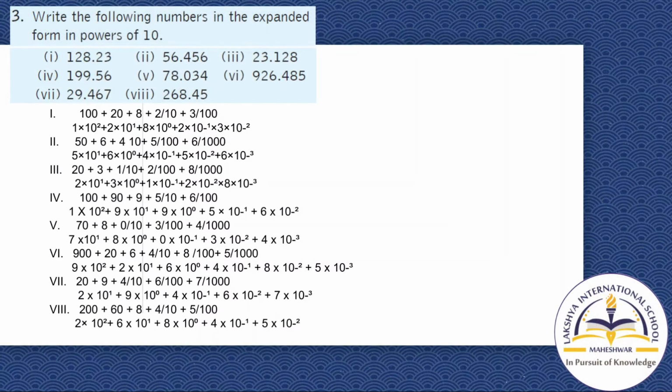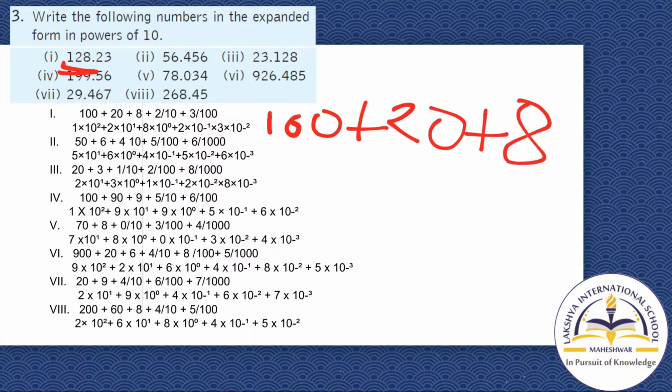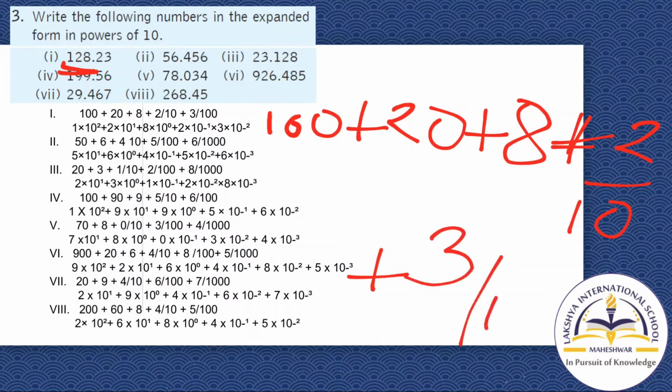Now question number 3. Write the following numbers in the expanded form in the power of 10. Now we have to write in the power of 10 in expanded form. Okay. Now you can see the decimal points, all are decimals. So first we will write, you can see 128. How can we solve? 100 plus 20 plus 8, then plus. Now how can we write the decimal part? 2 by 10 plus 3 by 100.